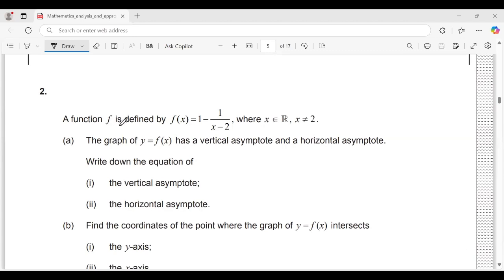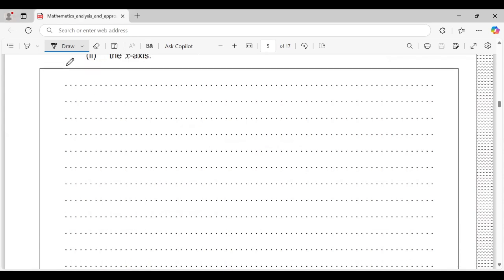Number two, a function f is defined by f of x equal 1 minus 1 over x minus 2, where x is an element of R and x not equal to 2. A, the graph of y equal f of x has a vertical asymptote and horizontal asymptote. Write down the equations of the vertical asymptote and the horizontal asymptote. The function is f of x, or I would like to write it as y equal 1 minus 1 over x minus 2.